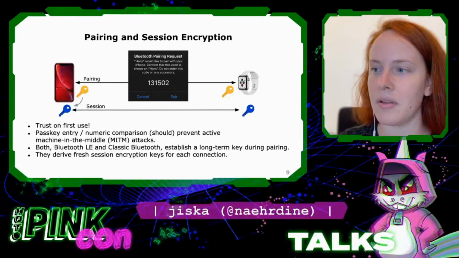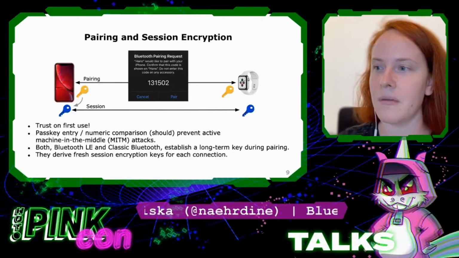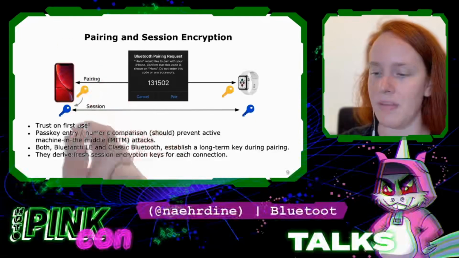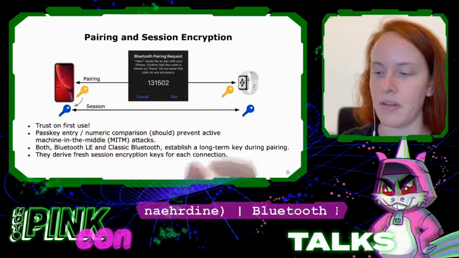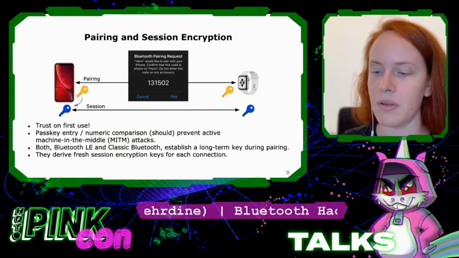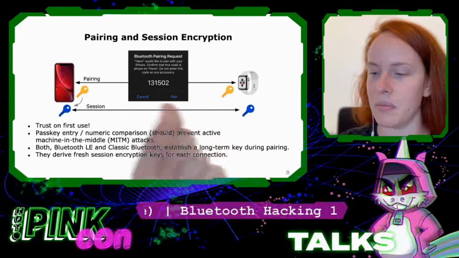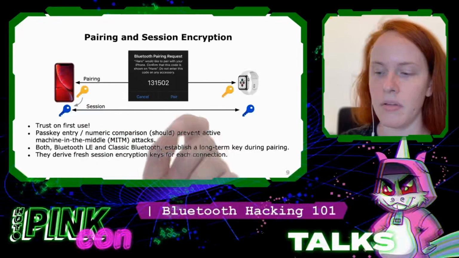And then later on, you have sessions. So each time you connect, you have a kind of session key. And this one is derived, so it's not exactly the same key, it's just a derived key that is then used for the session, and it can also be rekeyed and so on. And the only thing that prevents a machine in the middle attack is this initial pairing. So when you do this numeric comparison or also passkey entry.